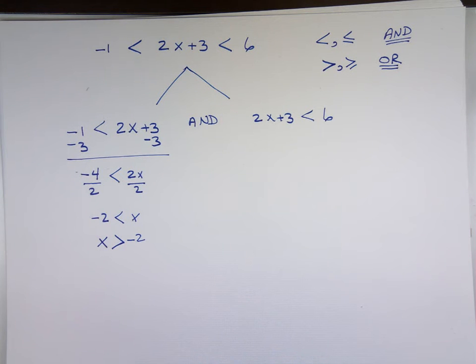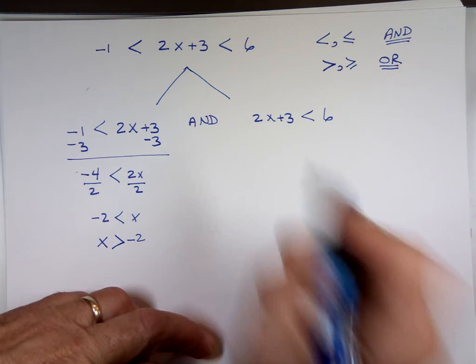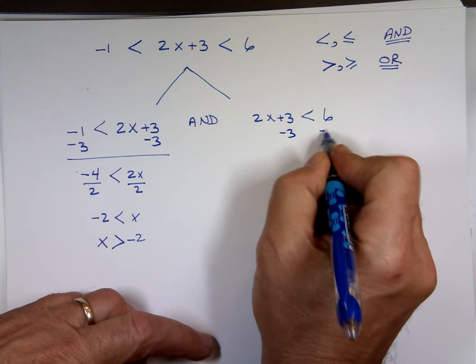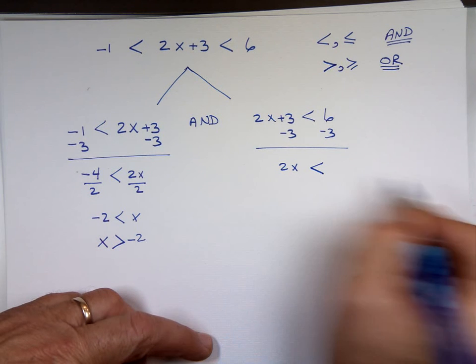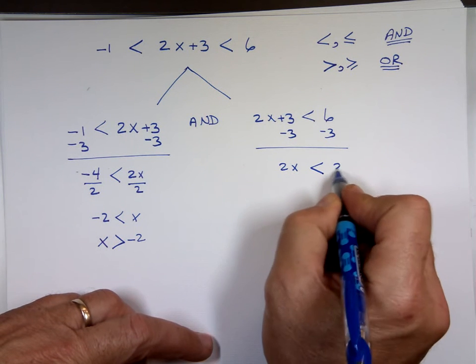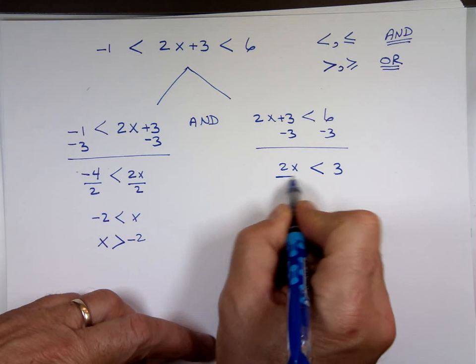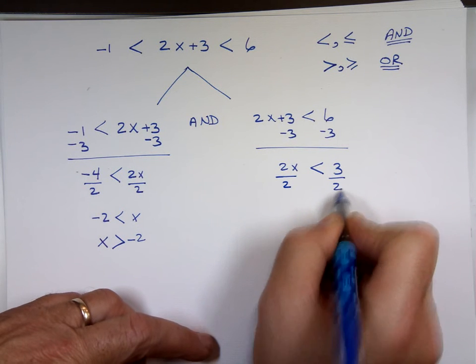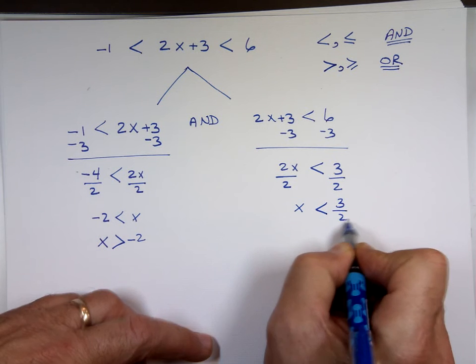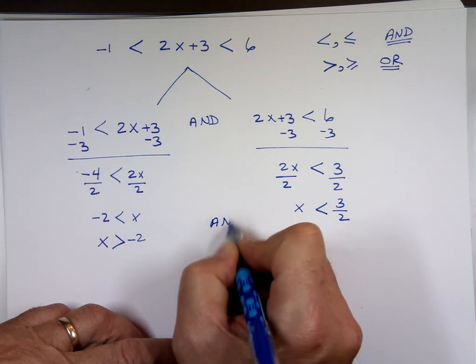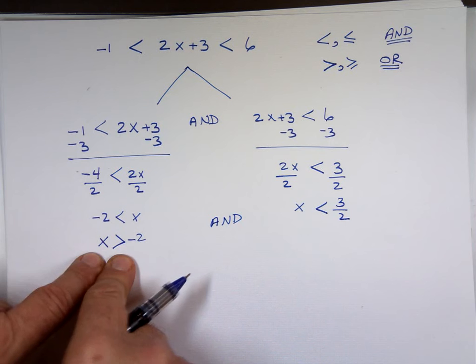Let's look at this. Solve this one. 2x is what? Less than 3. To solve for x, I got to divide by 2. X is what? Less than what? 3/2. And again, I need to satisfy both conditions. This has to be yes, and that has to be yes.